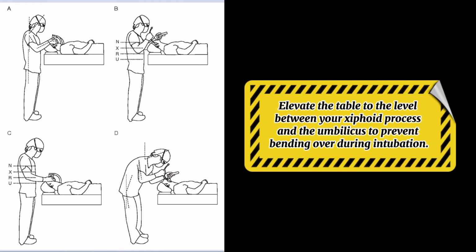In this demonstration, we lack a table with a proper height due to limited resources, but ideally, to avoid bending over, elevate the table to the level between your xiphoid process and the umbilicus, which is also the level of the head of the patient.